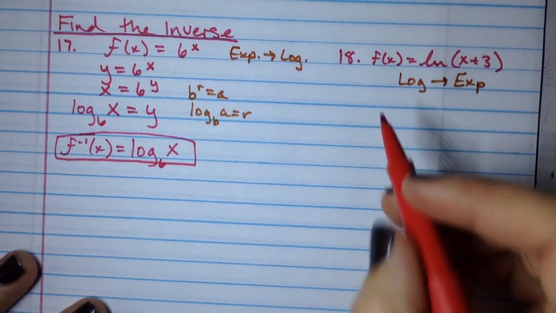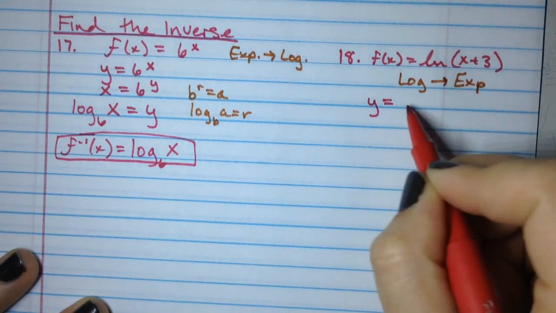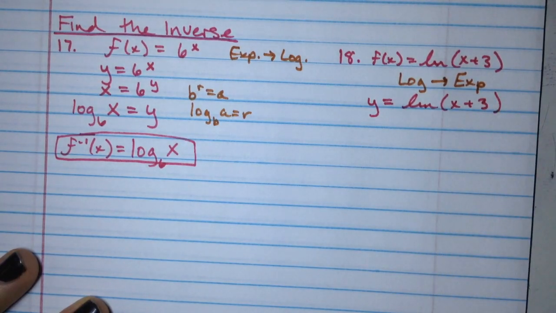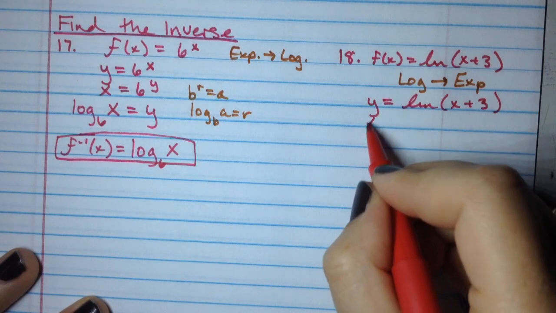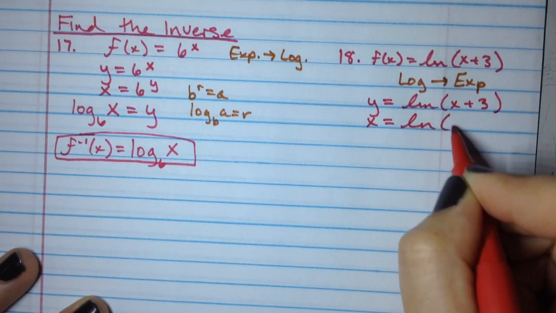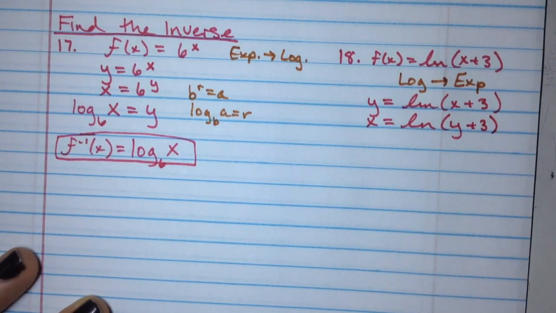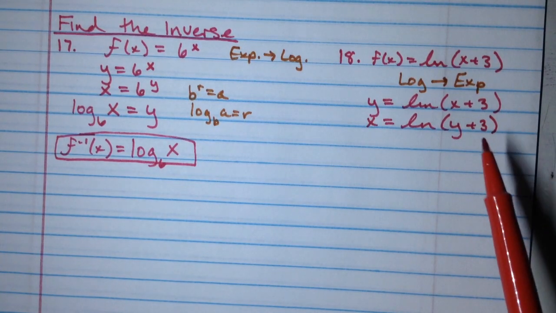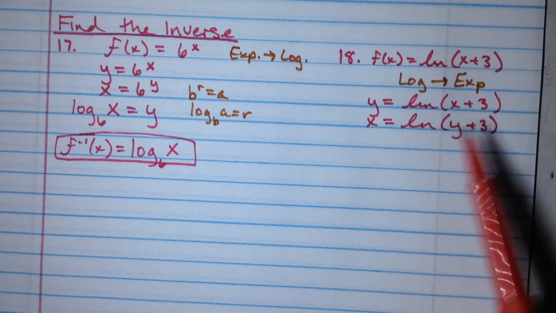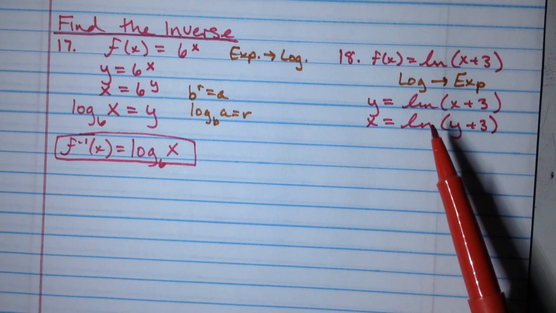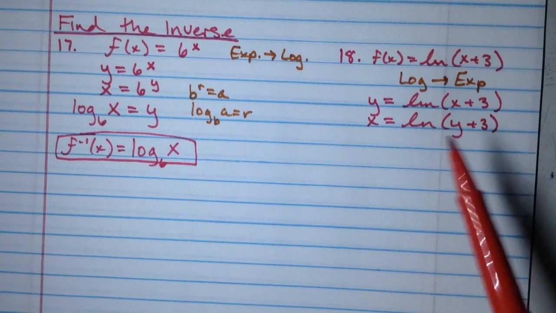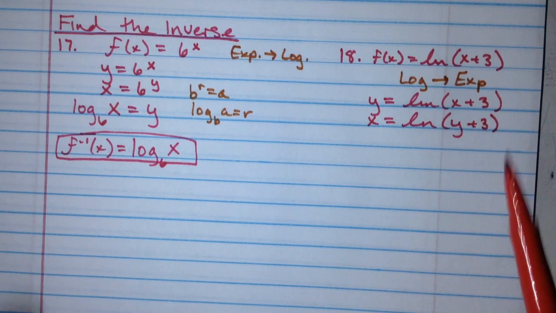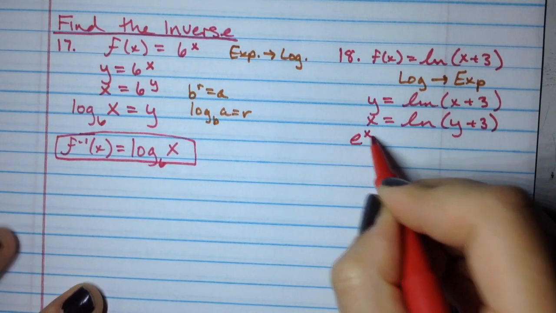Okay, first step in finding inverses is to replace f of x with y. Second step is to replace the x's and y's. Third step is to get your y by itself. Well, my y is currently stuck inside this natural log function, so I have to get rid of the natural log somehow. The inverse of a natural log is raising something to the e power. So let's go ahead and raise both sides to the e power.